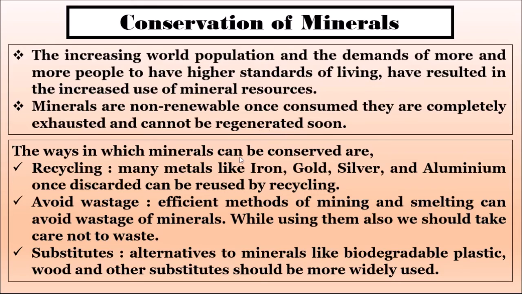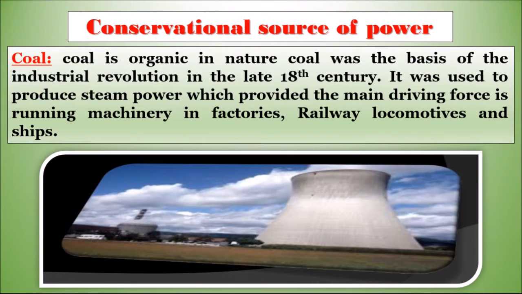The ways in which minerals can be conserved are: number one, recycling. Many metals like iron, gold, silver, and aluminium, once discarded, can be reused by recycling. Avoid wastage. Efficient methods of mining and smelting can avoid wastage of minerals. While using them also, we should take care not to waste. Substitutes. Alternatives to minerals like biodegradable plastics, wood, and other substitutes should be more widely used.